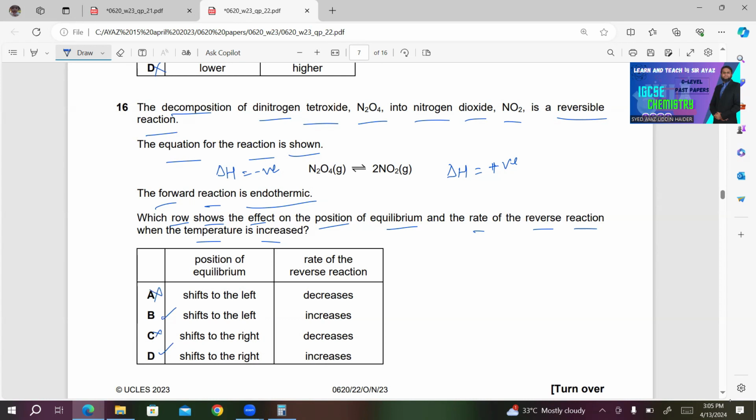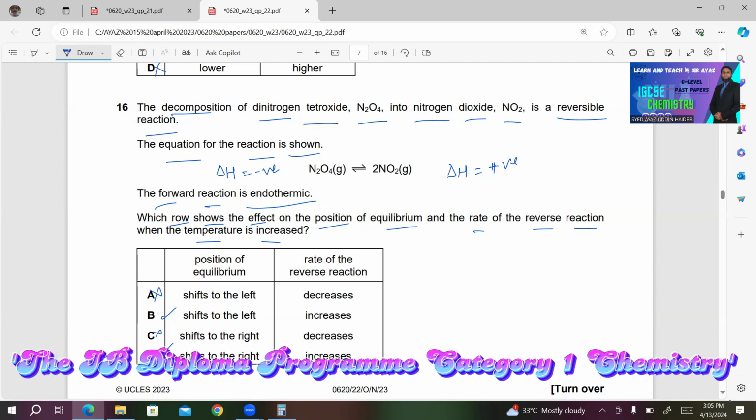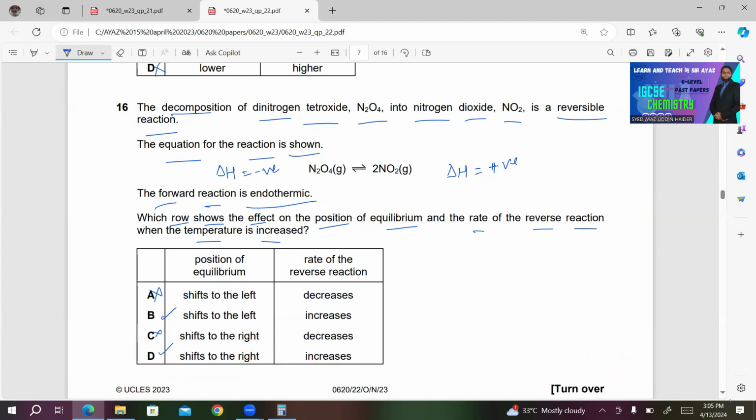So what are they saying in B? When you increase the temperature, it will shift to the right hand side, on the product side, because it's endothermic. Forward direction, it's endothermic. So D must be the right answer. B is incorrect.